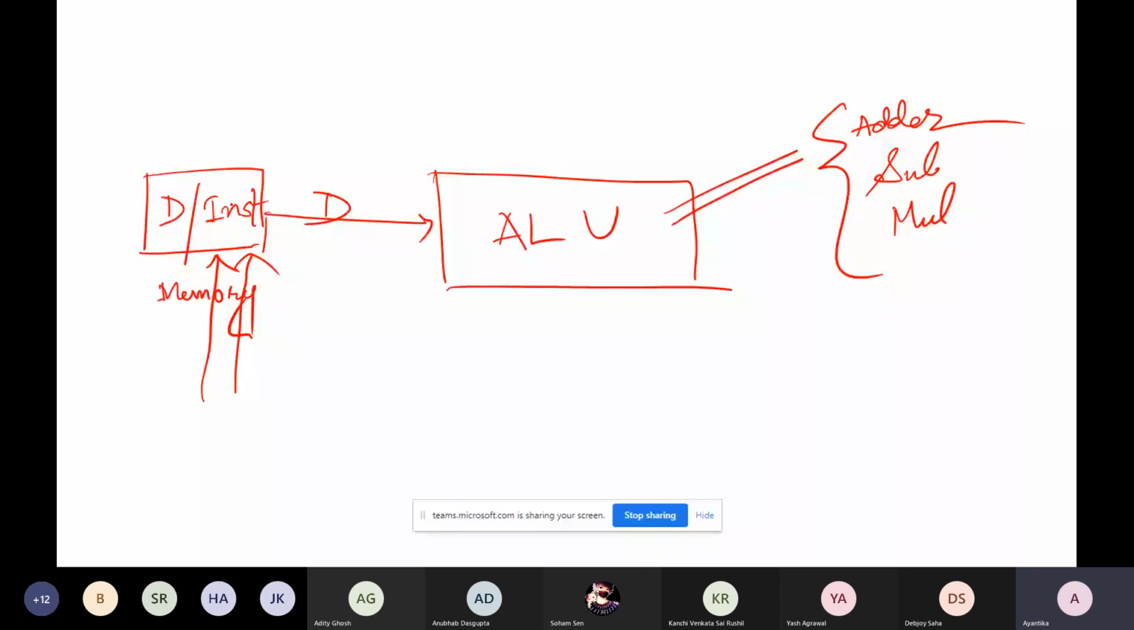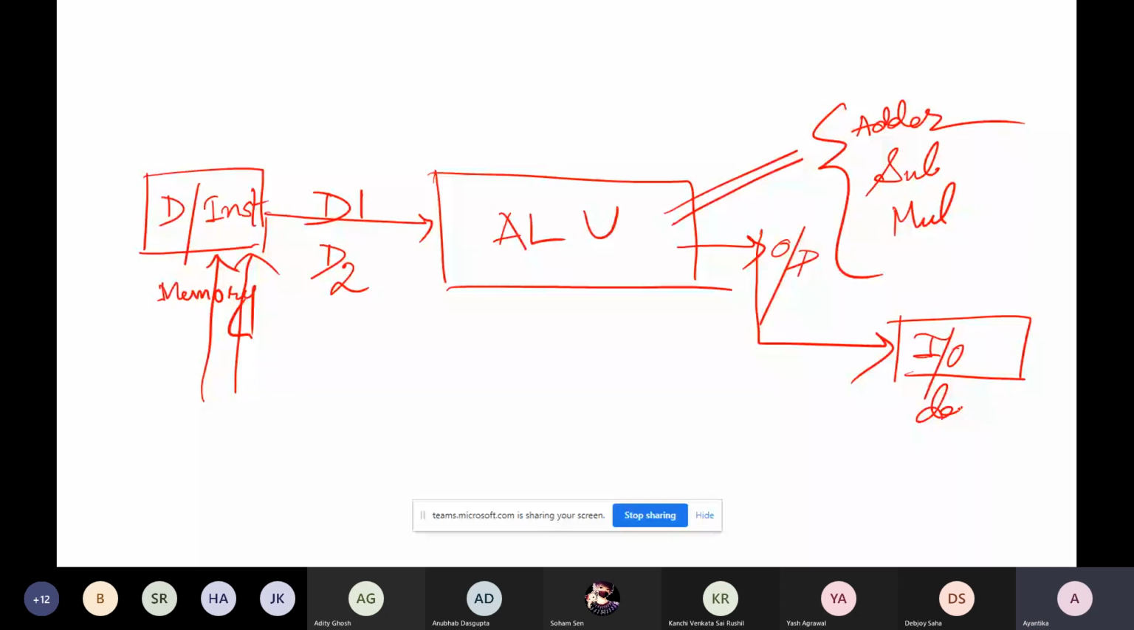Let's say you are giving some data 1 and data 2 and you are passing that to the ALU, and this ALU is giving the output. Now that output may be going to some IO device. Before that, I talked about some control unit. These are control units.